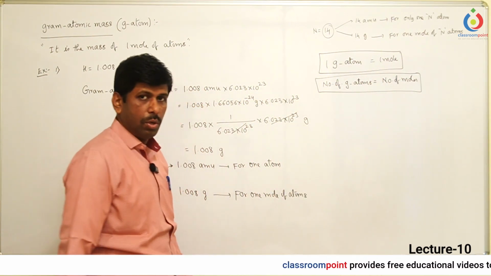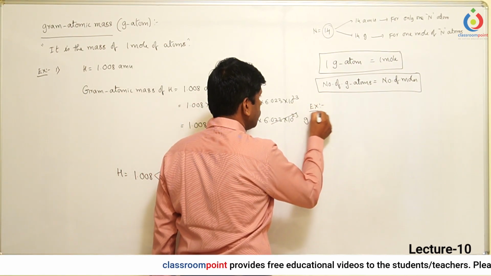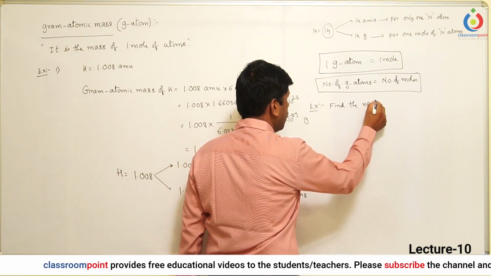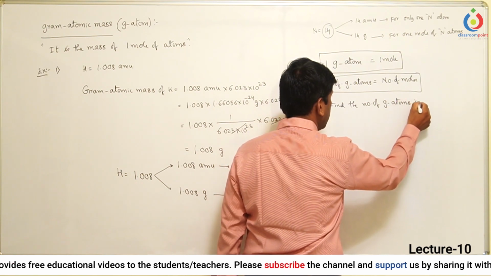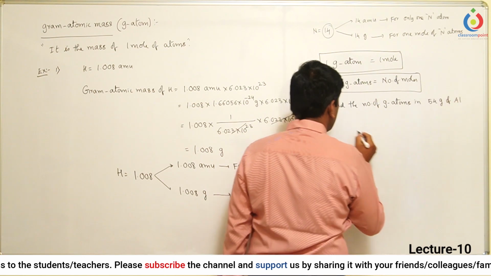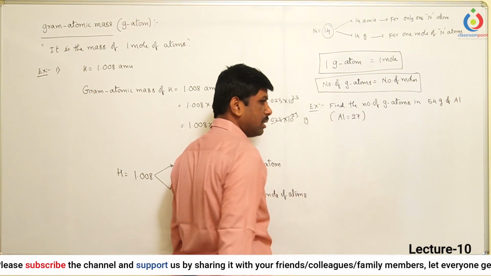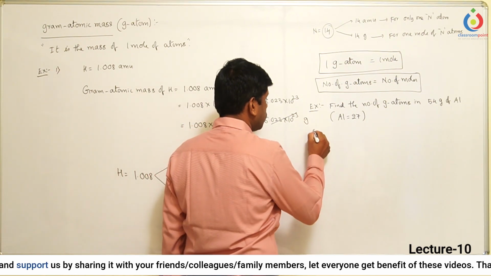So let us try to solve one simple question. Example: find the number of gram atoms in 54 grams of aluminum. Atomic mass of aluminum is mentioned as simply 27, without mentioning any type of units, only the number. Then let us solve this one.